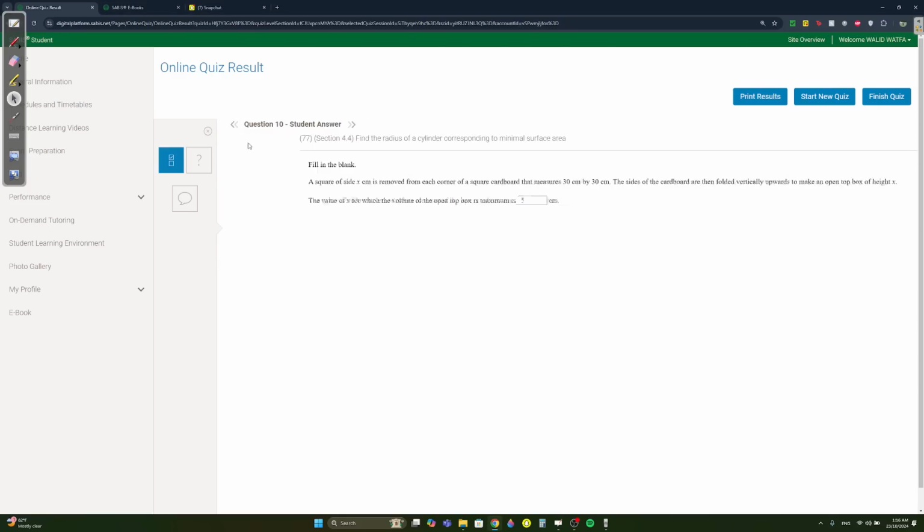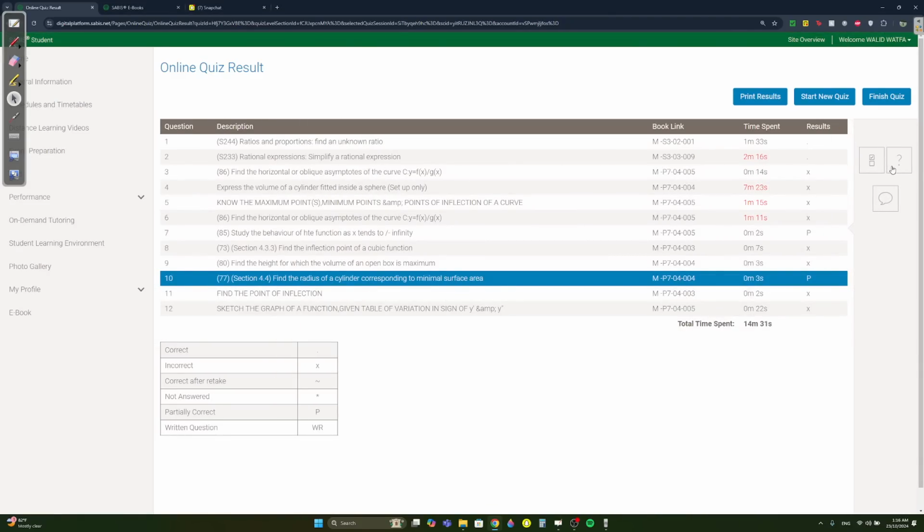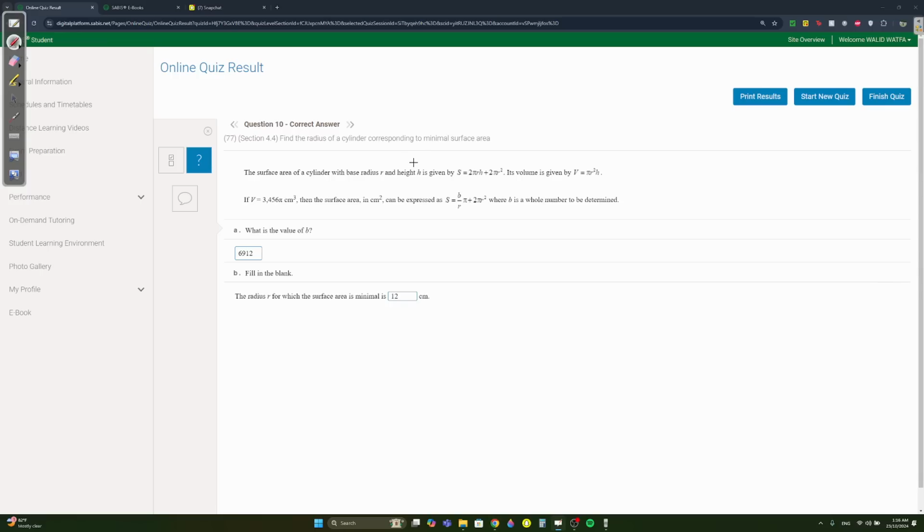I think now last question. The surface area of a cylinder with base radius r is going to be 2 pi. They gave you the formula and they gave you its volume. If the volume is this, then the surface area is equal to this. What is the value of B? You can see that our surface area had h, but now there's no more h. So that means they substituted h with something. They gave me how much the volume is, and the equation for the volume.